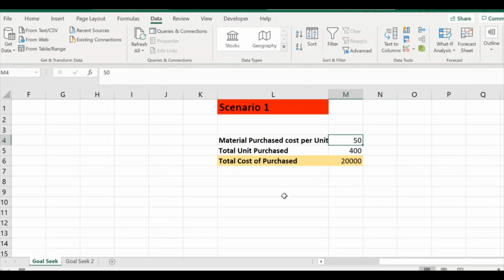Hi friends, today I will explain how to use the Goal Seek command in MS Excel, and I believe this trick will save your time in such complex calculations. So here I am taking an example.